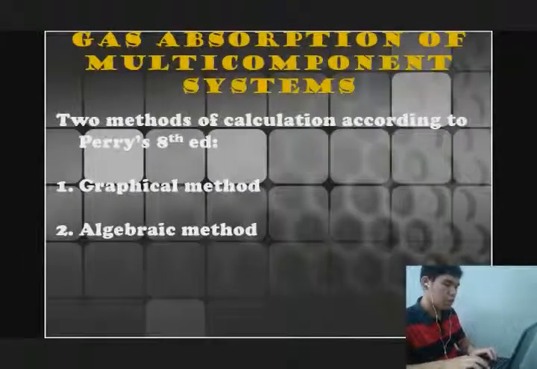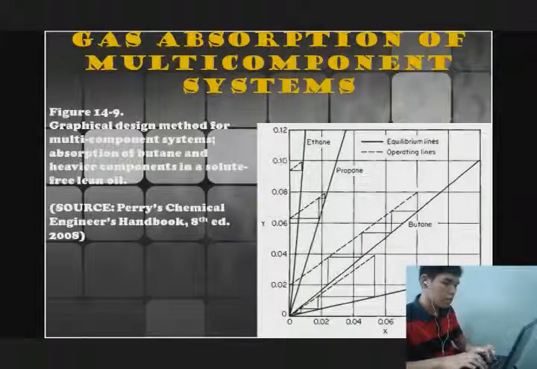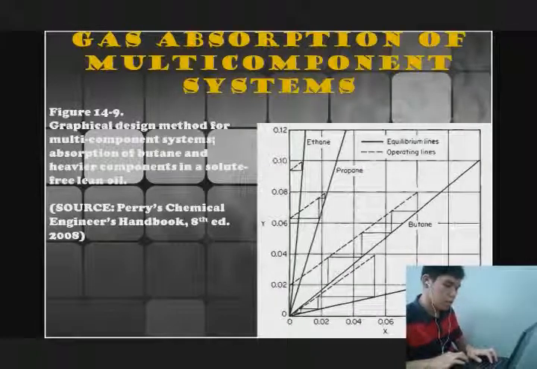There are two design methods dealing with multi-component systems as stated by Perry: by graphical method or by algebraic method. For an example of the graphical method, figure 14-9 of Perry's 8th edition shows the diagram for the complete absorption of pentane and heavier components from a lean gas mixture.